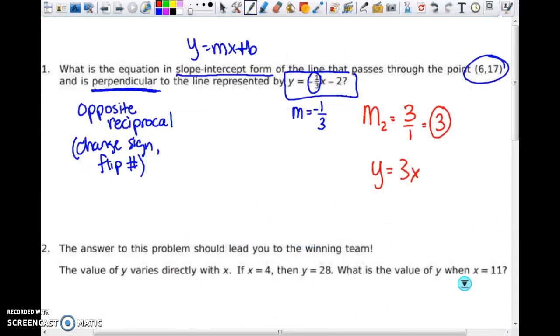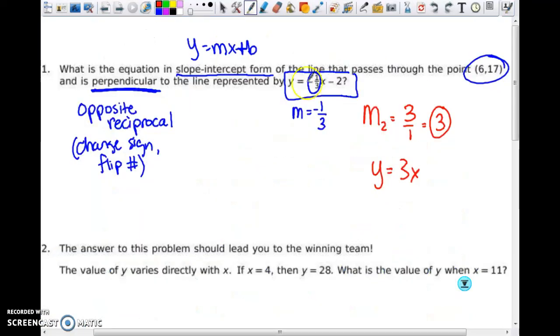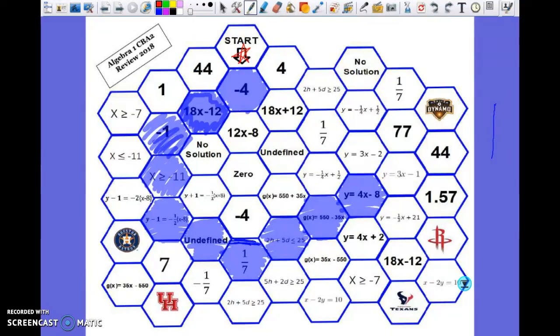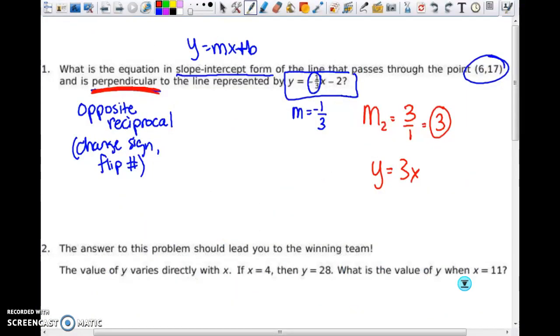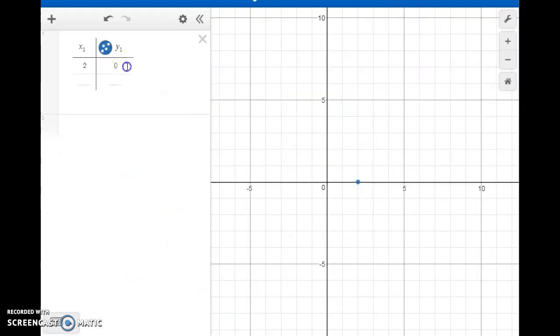So let's look at my options. What are my options? Y equals 3x minus 2, y equals 3x minus 1, y equals negative 1/3 x. No, I know it's not that one because that's the same slope as this one, and that would make them parallel, not perpendicular. So I'm looking at these two options, 3x minus 2, 3x minus 1, and let's see which one goes through the point 6, 17. So you go to your calculator, plot the point, look at it.